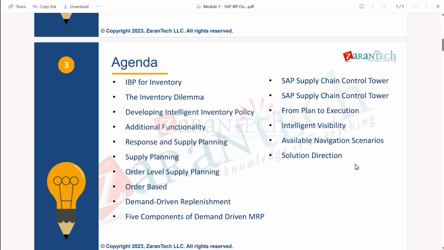Then we'll also be touching upon the supply chain control tower, from plan to execution, how the manufacturing process works from planning to executions, and the available navigation scenarios and solution directions. So these are the broad level topics which will be covered in this session.